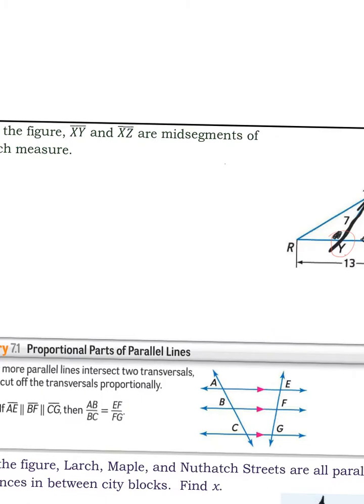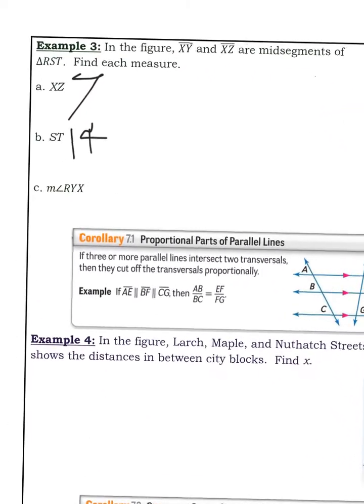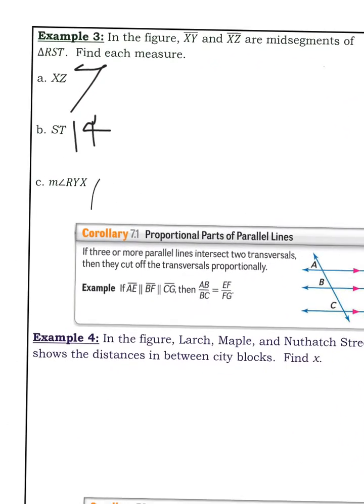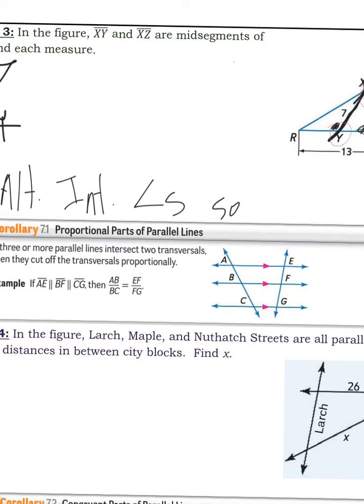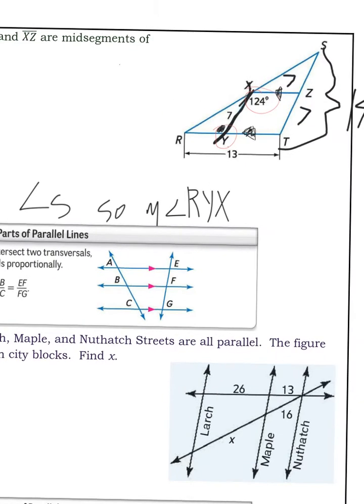So you just have to remember, are alternate interior angles congruent, or do they add up to 180? They are congruent. So I'm just going to write alternate interior angles, and I'm abbreviating. And so the measure of RYX is 124. That's all there is to that one.